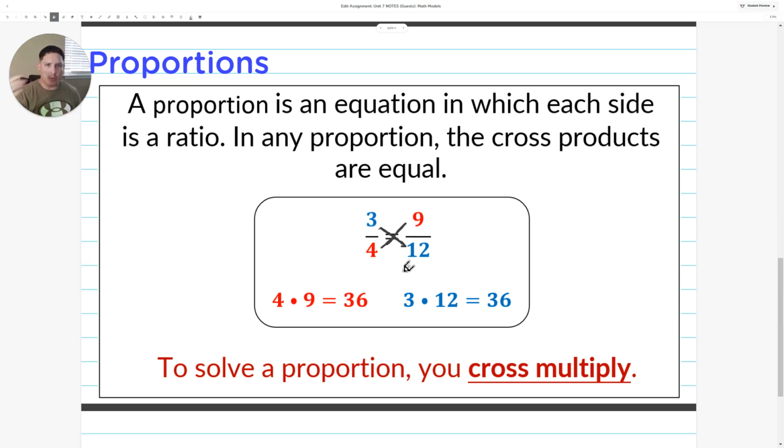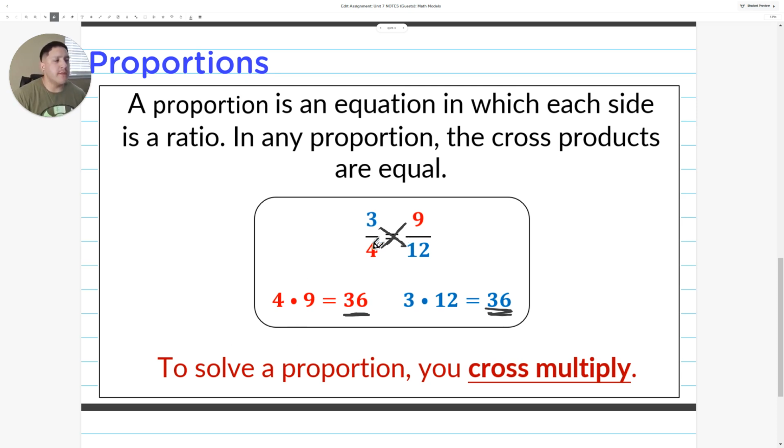Another way you can give a proportion is as a fraction. So to determine whether you have a proper proportion, when you do the cross product, those numbers should be equal. So 3 times 12 gives us 36. 9 times 4 should also give us 36. And so if they are equal, this is a proportion. Okay?